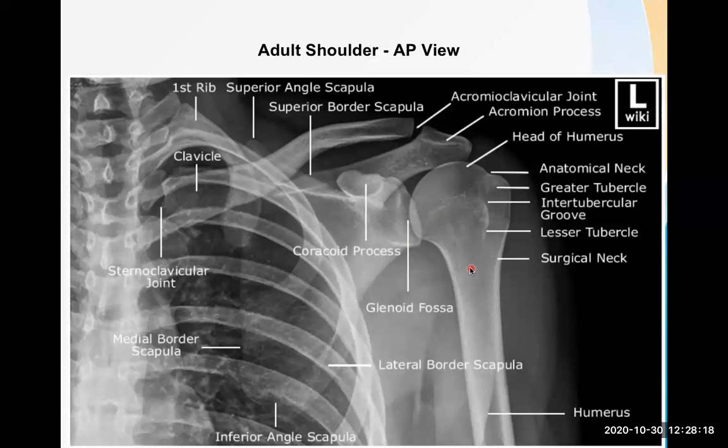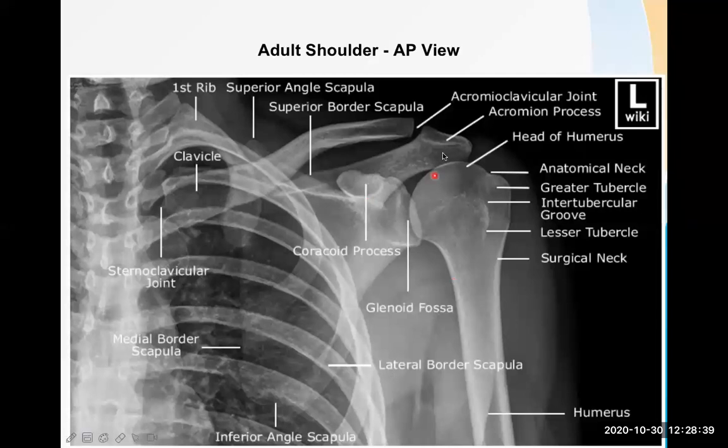Do you think this joint is dislocated or is a normal one? It's normal. A normal one. Exactly. This is absolutely normal. See that? The head of the humerus is nicely touching the glenoid fossa, so it is not separated from there. So this is the normal one.